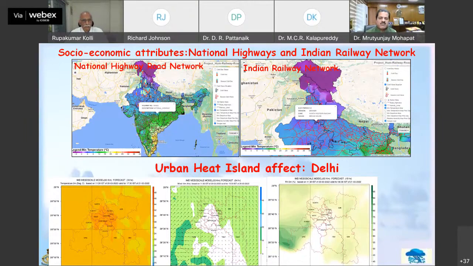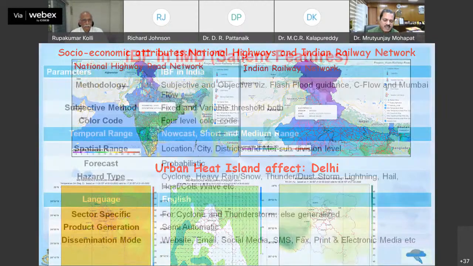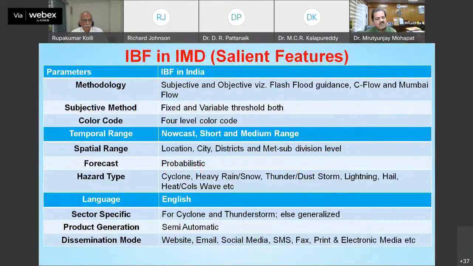Therefore, the socioeconomic attributes leading to this impact risk forecast of heat wave, especially in the season, are certainly helping the people to minimize the loss of lives. As all of us know, the number of loss of lives is reduced significantly due to the heat wave also. There were only 4 deaths last year compared to 2,000 deaths in 2015.